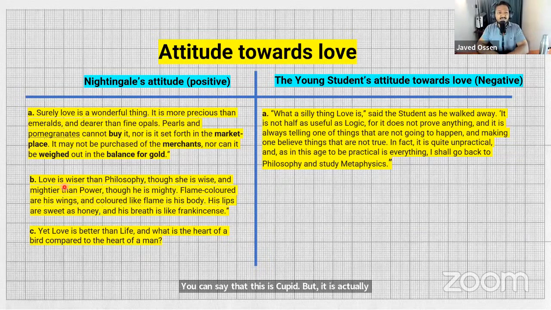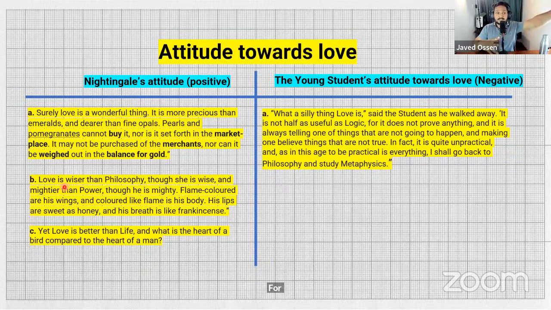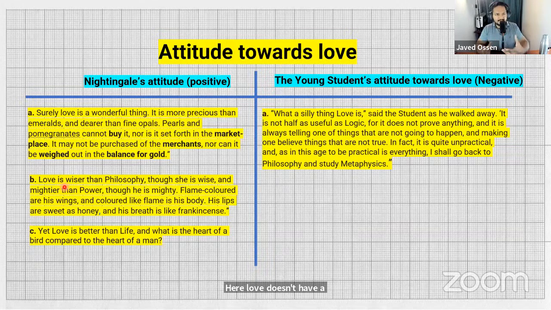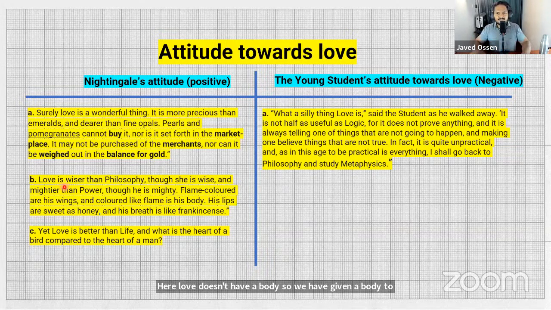What do you mean by manifestation? When something doesn't have a body and you give it a body, it's called a manifestation. For example, nature doesn't have a body, right? But in Into the Evening Star, I give nature a body by manifesting it into the Roman goddess Venus. Here, love doesn't have a body, so we have given a body to love, and we can say that Cupid is the embodiment, the manifestation of love. But to be honest, this is more like personified love.